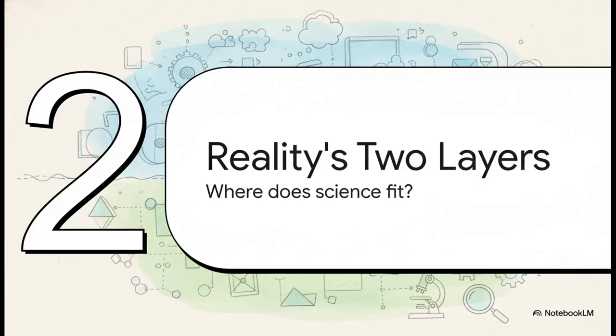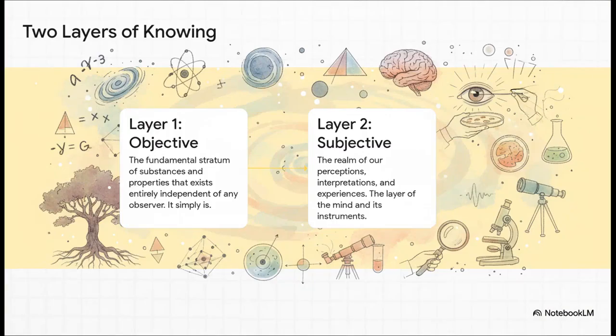All right, so now that we have that distinction down, the furniture versus our rules, let's build on it. Let's imagine reality has, well, two different layers. Think of it like this. Layer 1 is just objective reality. It's the universe doing its thing, totally independent of us. It's the raw, unfiltered stuff. And then there's layer 2, our subjective perspective.